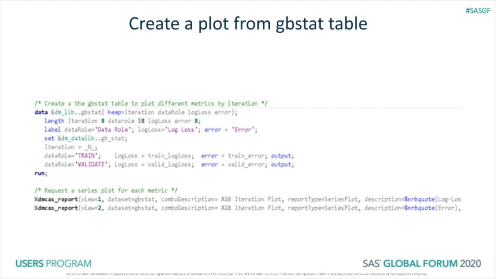Here we add the custom XGB Iteration Plot report to the results window of the SAS code node. This report will be a line plot of either the log loss or error metrics by iteration for both partition data. The view option is used to indicate that we want to be able to select displayed metrics.